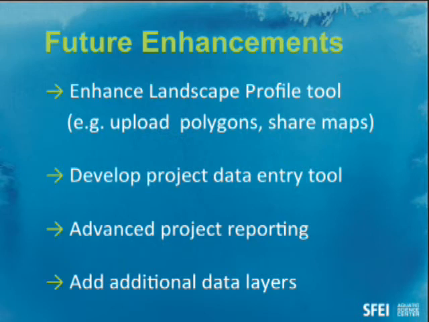And we're also working on saving and sharing the map so that we can have a more collaborative tool. We're working with the Delta Conservancy and the San Francisco and Central Valley joint ventures to develop project data entry tools and editing tools, and also to advance the project reporting that is currently in the tool. And we're always looking for new opportunities to add additional data layers from other data systems. So, for example, species abundance or water quality measurements. There's many other data layers that we can bring in that would provide a more comprehensive picture of the landscape.